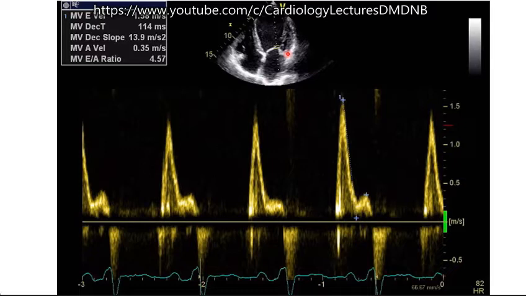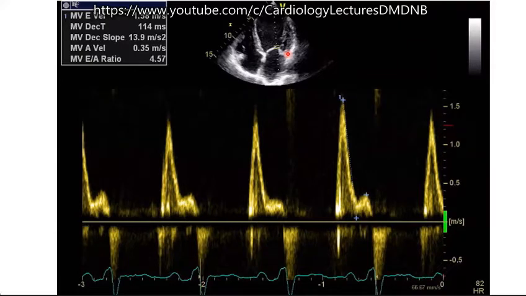In patients with grade 3, what happens with Valsalva? Sir, AR timing will be increased. But in case of grade 4, there will be no change with Valsalva. So the pattern changes when there is a Valsalva.